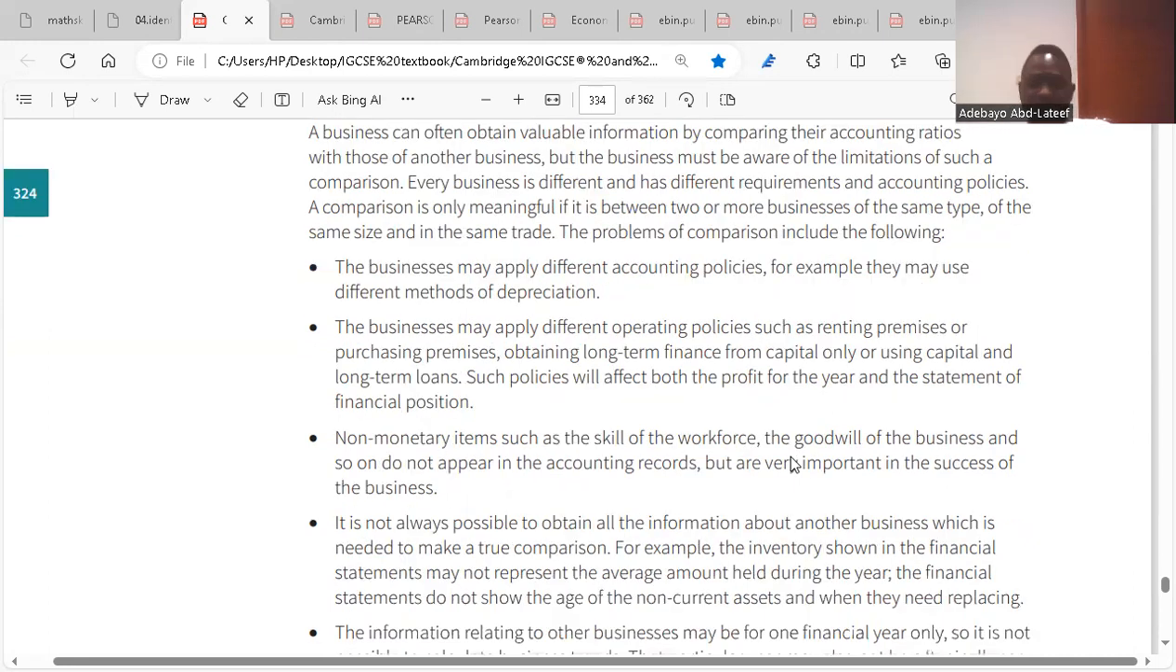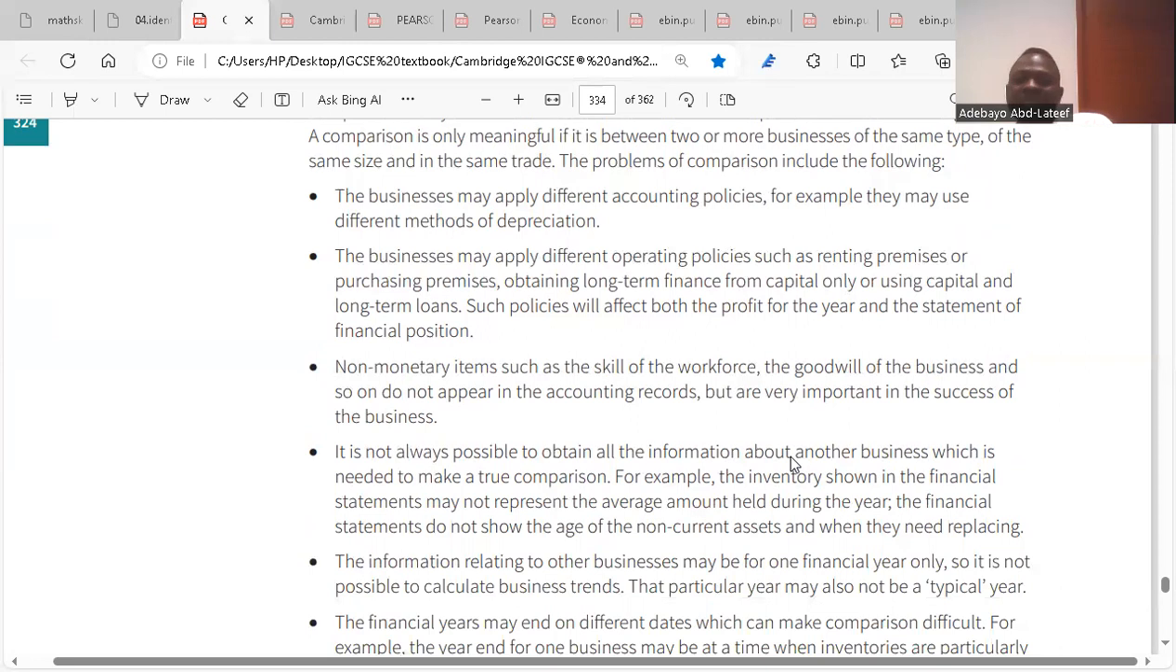Two, the business may apply different operating policies, such as renting premises, purchasing premises, or paying a long-term loan. Business A might have its own premises, which means it's not paying rent. Business B might not have, which means business B will have rent payable. That's what we saw in the previous exam. Or, like a business selling on credit while the other is not selling on credit, it will not give you accurate figures.